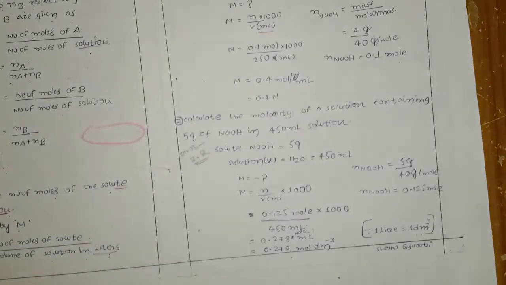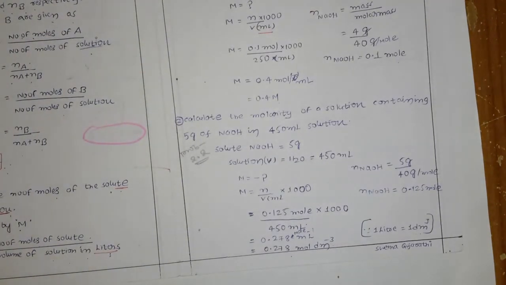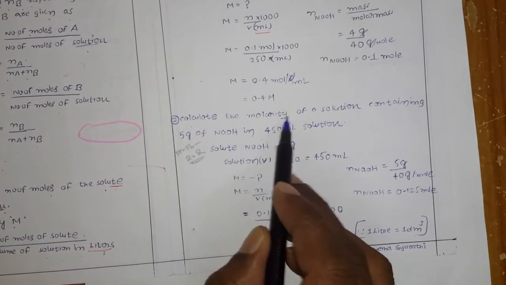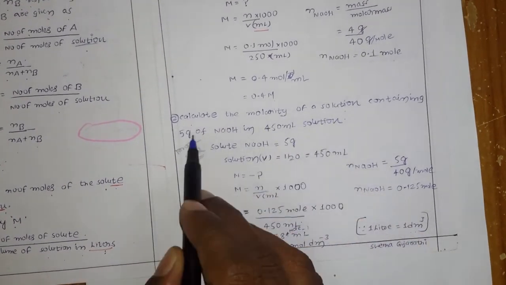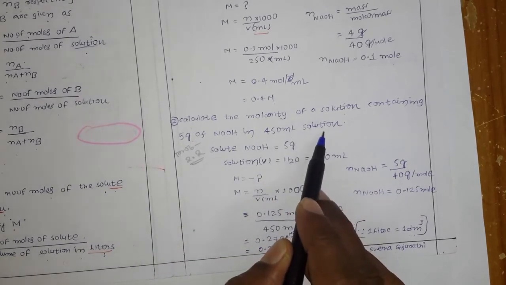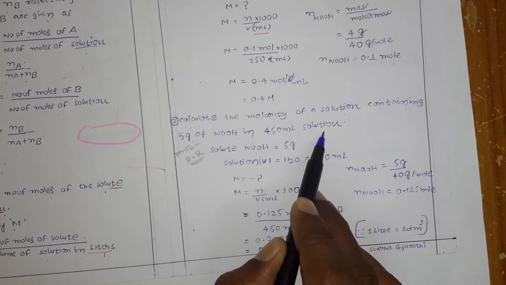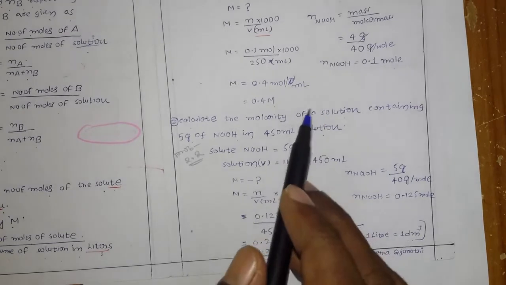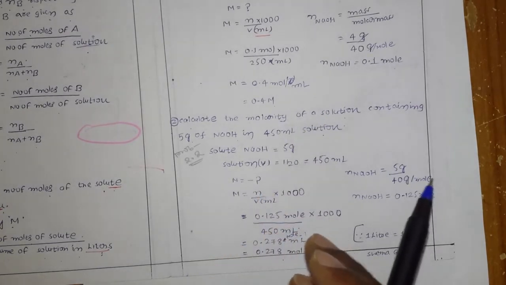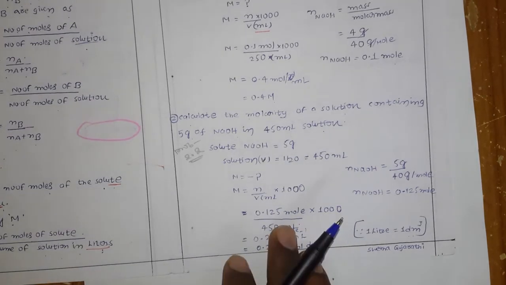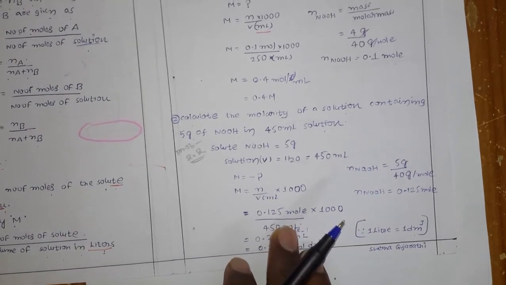Okay, so now we can see a problem based on the molarity. The problem is: calculate the molarity of a solution containing 5 grams of sodium hydroxide in 450 ml of solution. So how can you calculate? It is very simple. Molarity is nothing but the number of moles of solute present in V liters of solution.